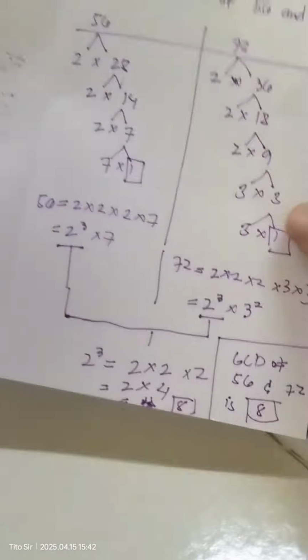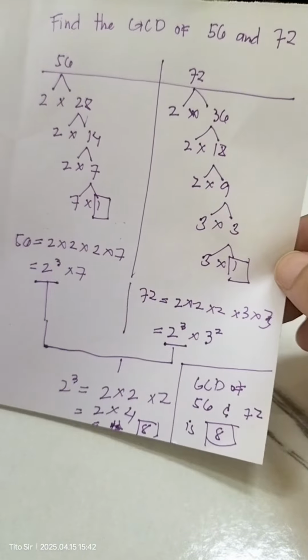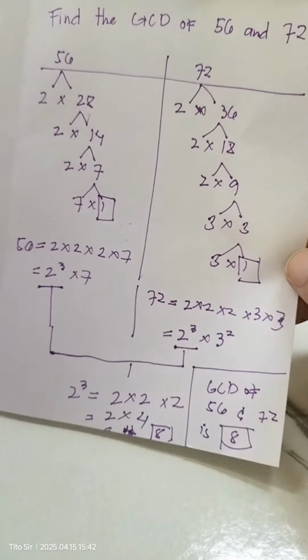Okay, so this is our final answer, and that's how you solve it. I hope you get the concept of finding the GCD using prime factors. There are 2 methods in solving this; the one I'm using is the prime factors method.